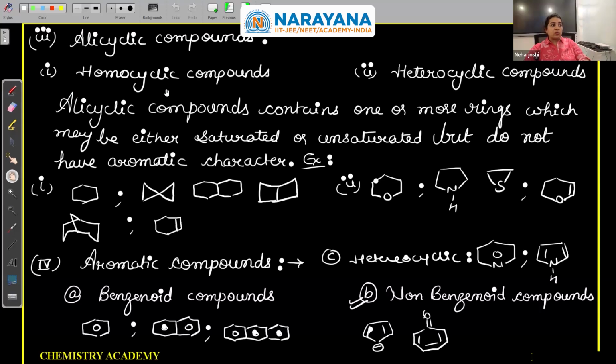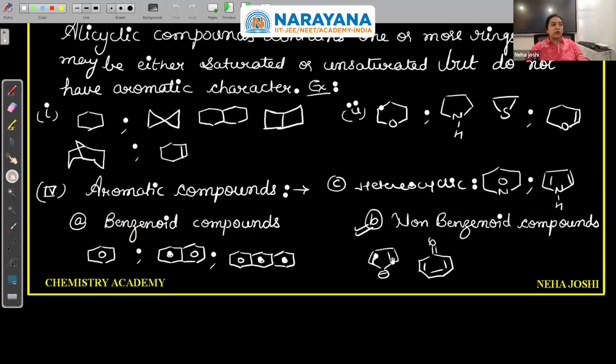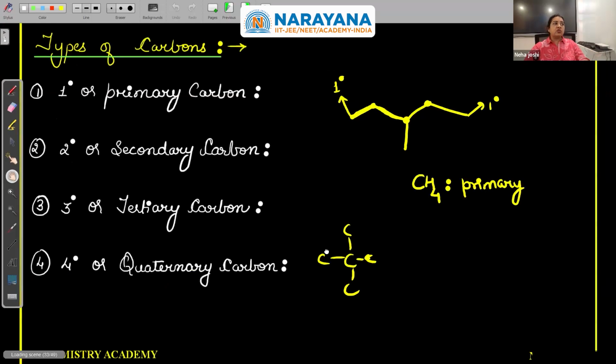Out of this, there are homocyclic, which are like this, or it could be heterocyclic, like oxygen, nitrogen, sulfur, all these are heterocyclic compounds. Aromatic, when they satisfy the condition of aromaticity, then it is aromatic. Either it could be benzenoid, it could be heterocyclic systems, it could be non-benzenoid. Non-benzenoid means it should not have a benzene structure in it, like tropone, cyclopentadienyl anion, and so on.